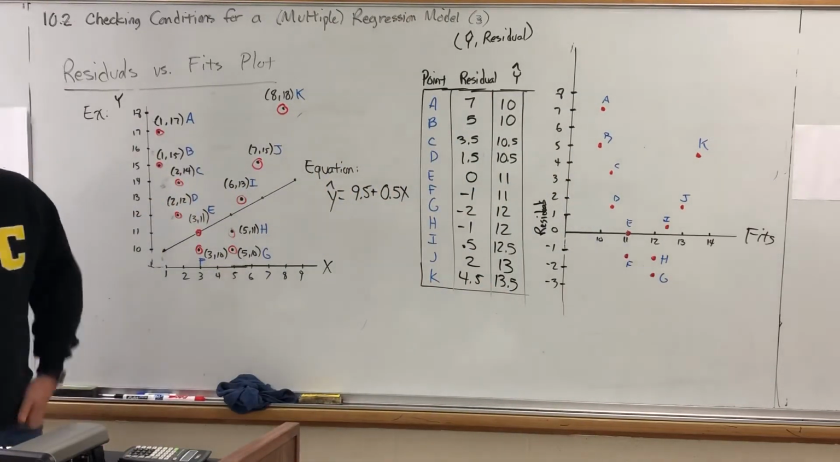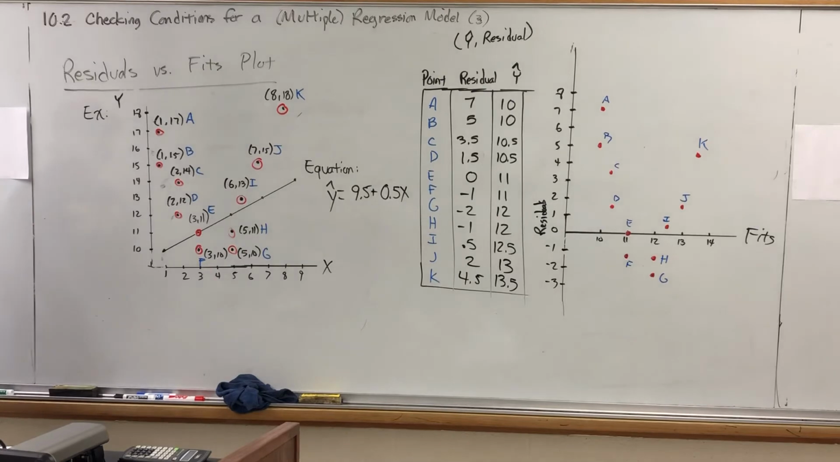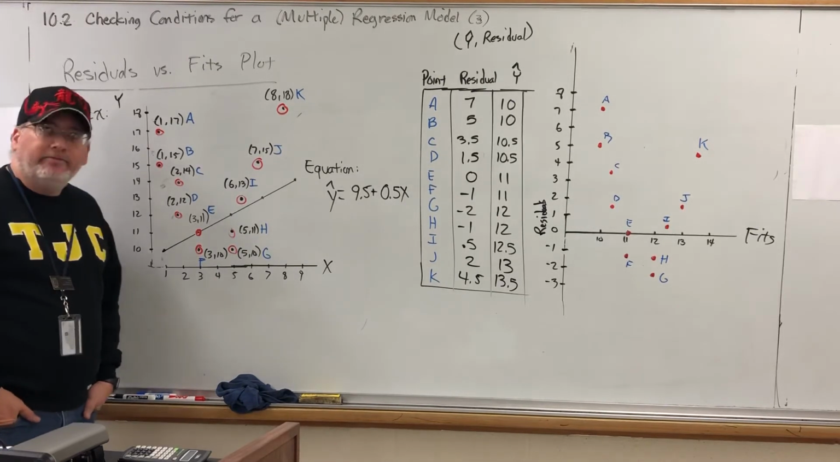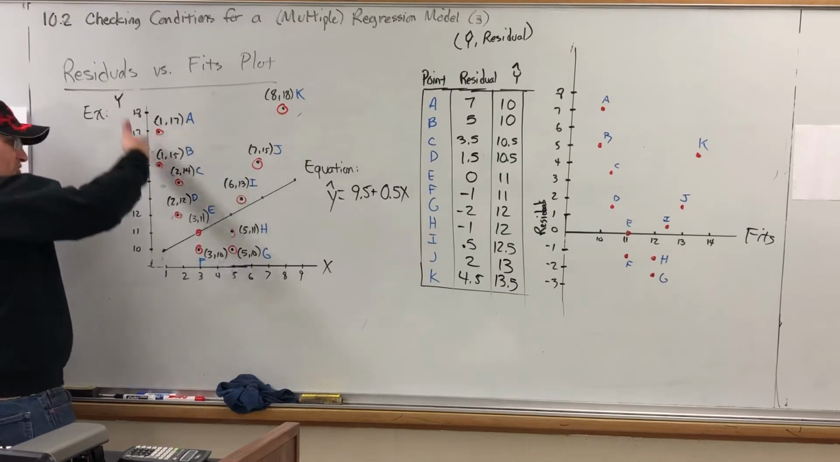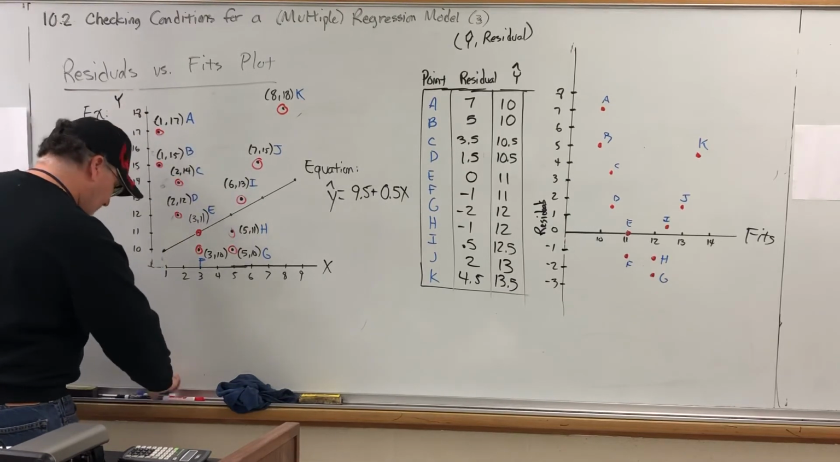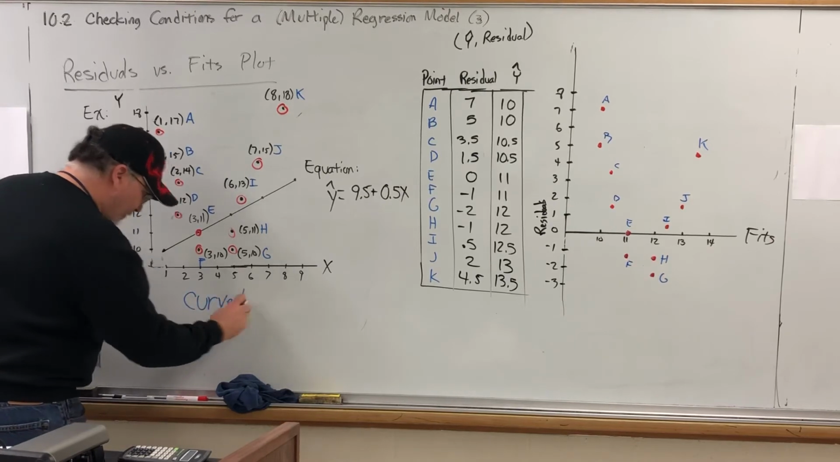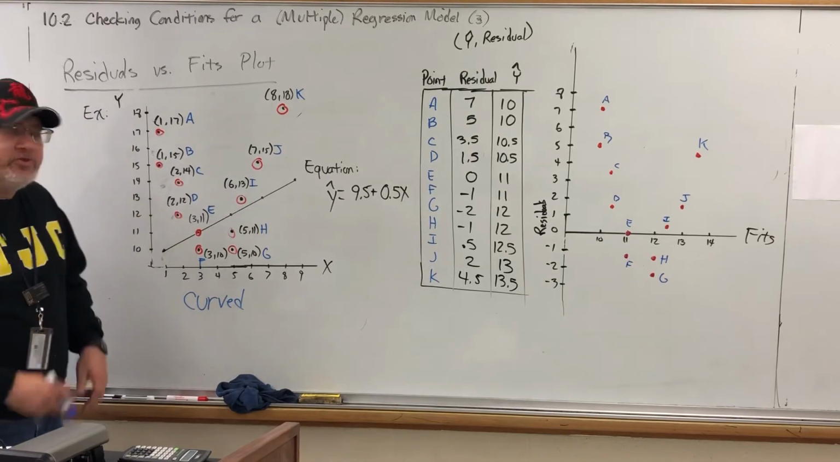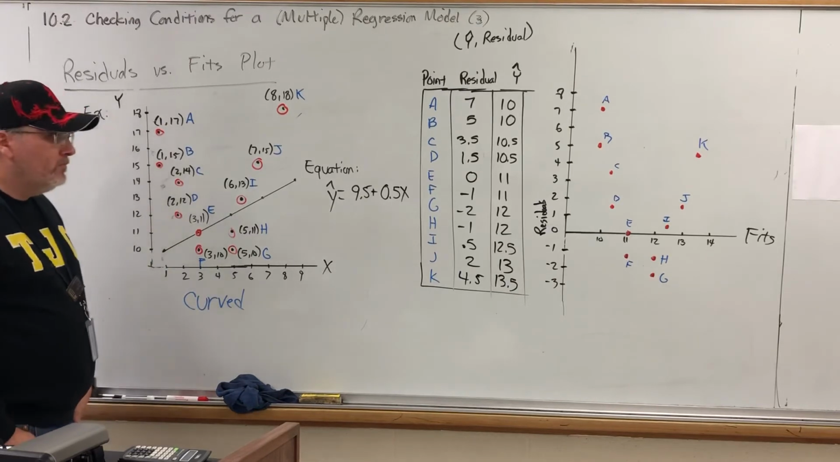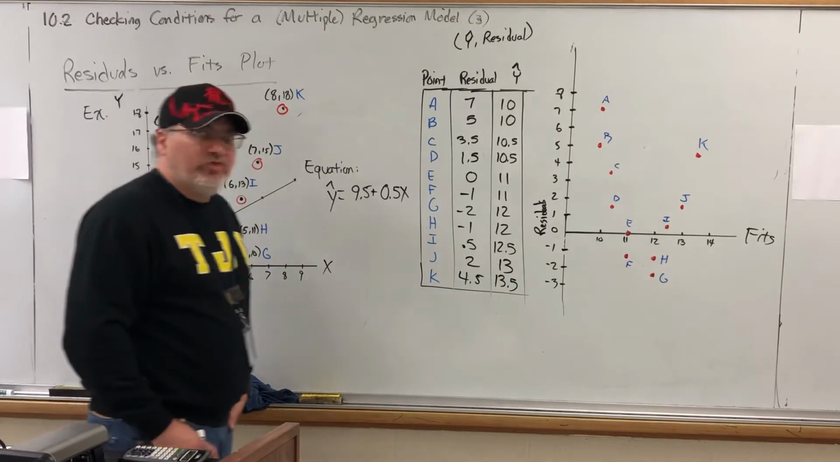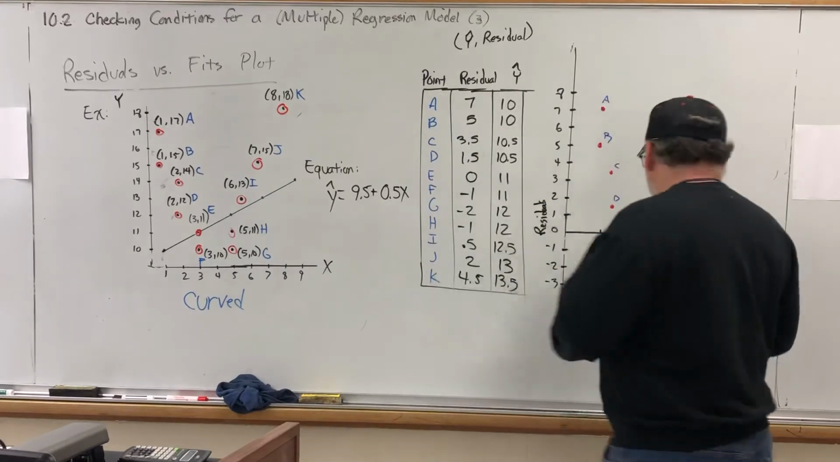So what happened? Well, I should have probably mentioned at the beginning that using a linear regression for this scatter plot is not a good idea. Why? It's curved. Now this was in 2 dimensions and we could see it easily, but if this were a multi-dimensional scatter plot, you couldn't see that. But what do you notice about the residuals versus fits plot? It's also curved.